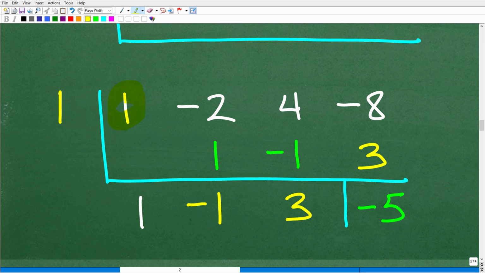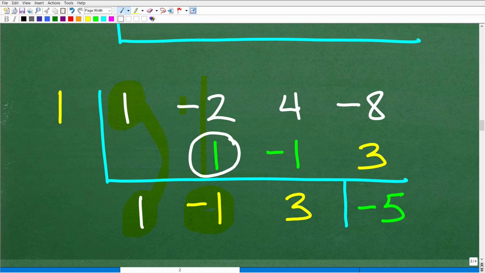So we always start with the very first number, 1. We're going to drop that down right here, so you see that 1 gets dropped down to 1. Now the next thing you're going to do is take whatever number this is and multiply by that number. So 1 times 1 is what? It is 1. We put the answer right here. Then we add down. So negative 2 plus 1 is what? Negative 1. Hopefully you're following me on that.